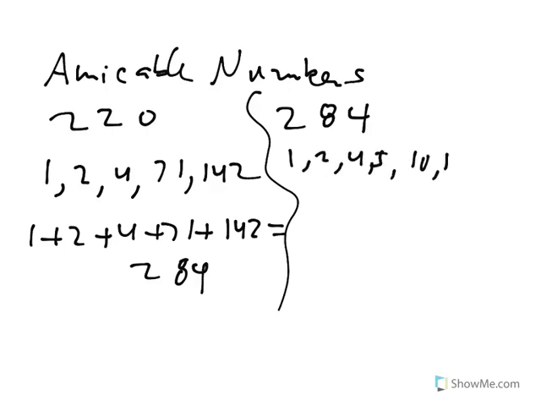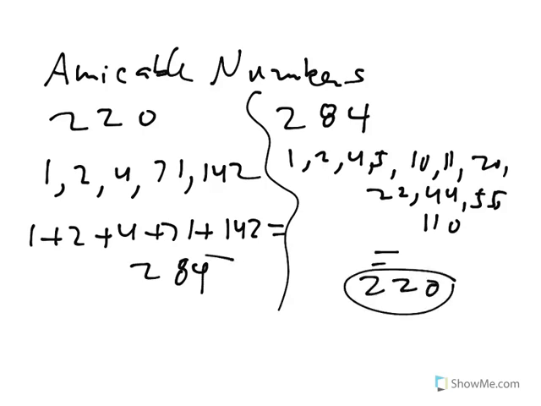On the other hand, if you list out the factors of 284, which are 1, 2, 4, 5, 10, 11, 20, 22, 44, 55, and 110, you add those together, you get 220.